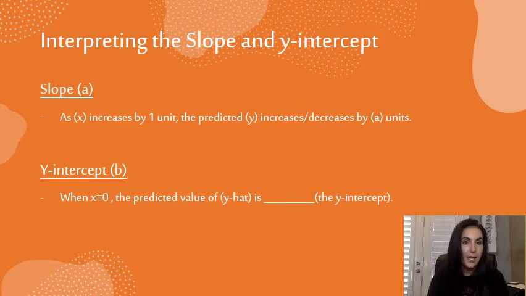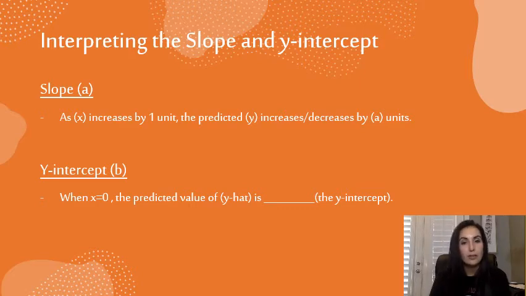For the slope, a, you are going to say as x increases by 1 unit, the predicted y increases or decreases by a unit, so increases or decreases by whatever the slope is. You need to make sure that you use context and also specify the units. So let's use the example that we had with height and handspan. We would say as your handspan increases by 1 centimeter, the predicted height increases by 10 centimeters.